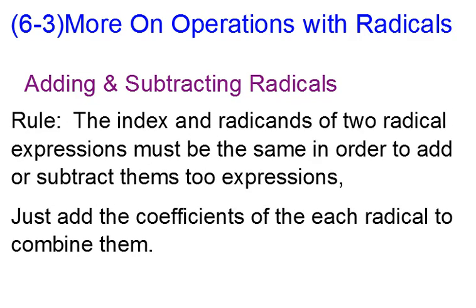In order for you to be able to add or subtract radicals, not only does the index have to be the same between the two radicals, but the radicands of the two radical expressions must also be the same in order to add or subtract those two expressions. Now, all you do is just add the coefficients of each radical in order to combine them.